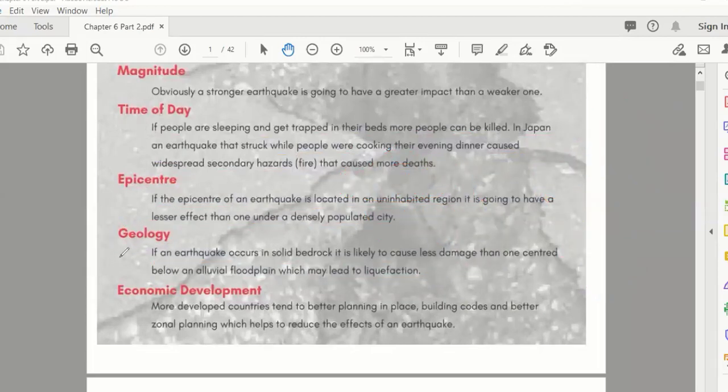The last point in this one is economic development. They're saying that if countries are more developed, they have better planning. The government plans the cities and buildings in a better way. Maybe when they are making the buildings, they will make them in such a way that they can absorb the earthquake up to a certain magnitude.